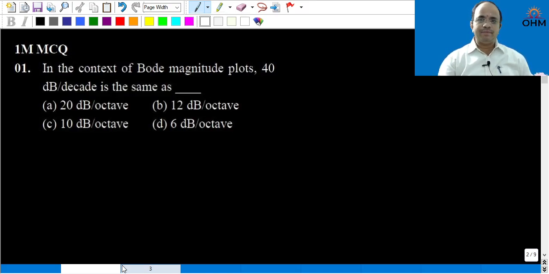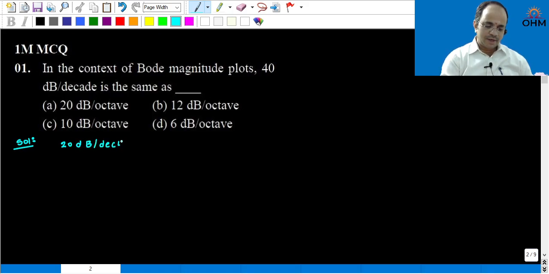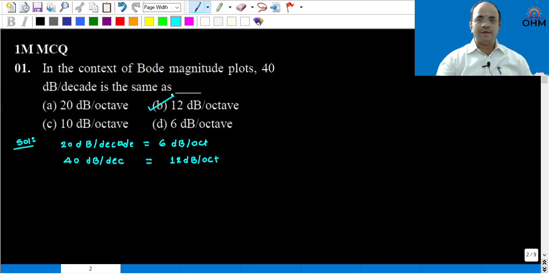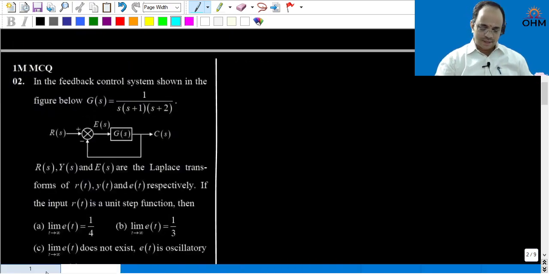In the context of Bode magnitude plots, 40 dB per decade is the same as. It is a straight question, no need of any explanation. But if you just recollect, in the decade scale, 20 dB per decade is equivalent to 6 dB per octave. 40 dB per decade is equivalent to 12 dB per octave. Therefore, option B is the correct answer for the question.